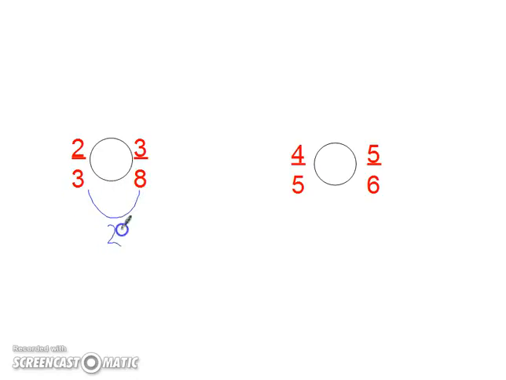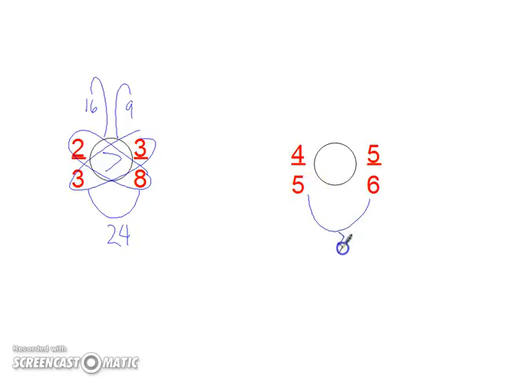8 times 3 is 24. Cross multiply, 2 times 8 is 16. Cross multiply, 3 times 3 is 9. 16 is a lot larger than 9, so 16/24ths is more. And last one, 5 times 6 is 30. Cross multiply, 4 times 6, 24. 5 times 5, 25. 25 is just a little more, so 5/6 is more than 4/5.